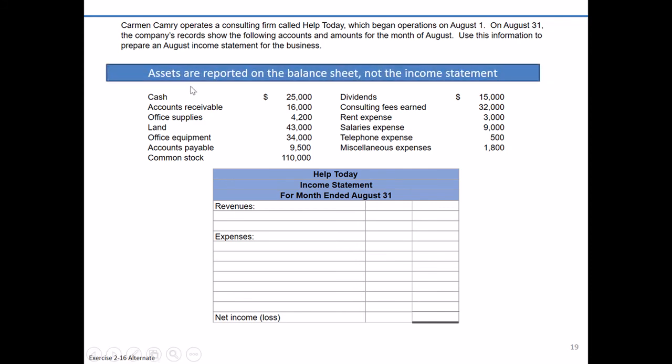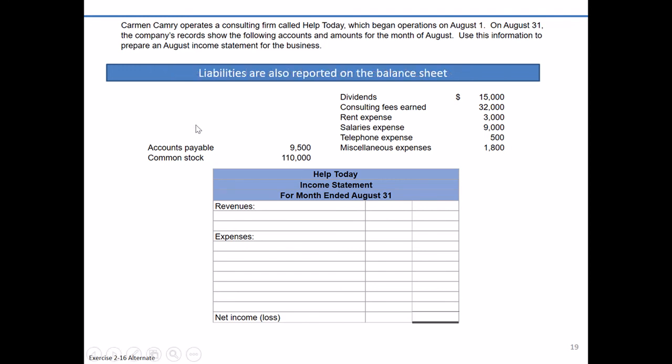If we remember, assets are reported on the balance sheet, not the income statement. So let's go through here and figure out which of these items are assets. Cash, accounts receivable, supplies, land, and office equipment. They're all items that benefit our future, so we're going to take them away.